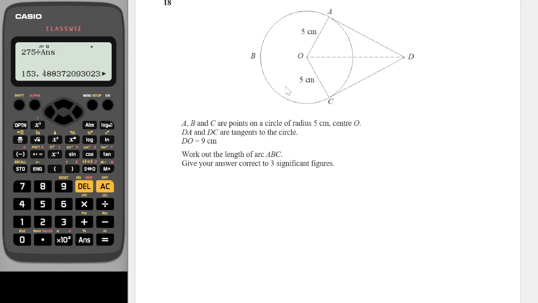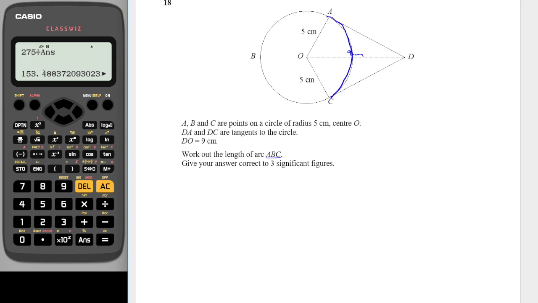Okay, question 18. A, B, and C are points on a circle of radius 5 centimeters at center O. D to A and D to C are tangents to the circle. O to D is 9 centimeters. Work out the arc length of ABC. So we want this length here.